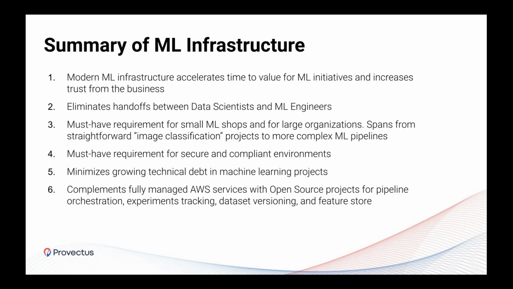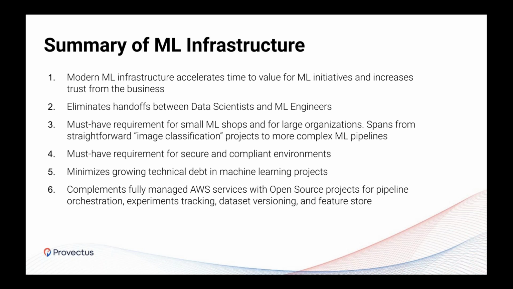So let's summarize what we've learned today. Modern machine learning infrastructure accelerates time to value for machine learning initiatives and increases trust from the business. So it's not a black box anymore. It's something that is a top priority workload for the whole organization.